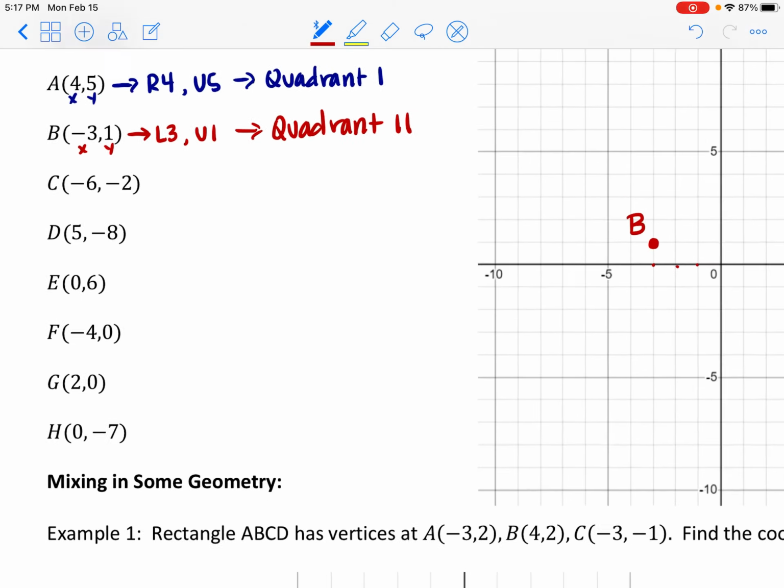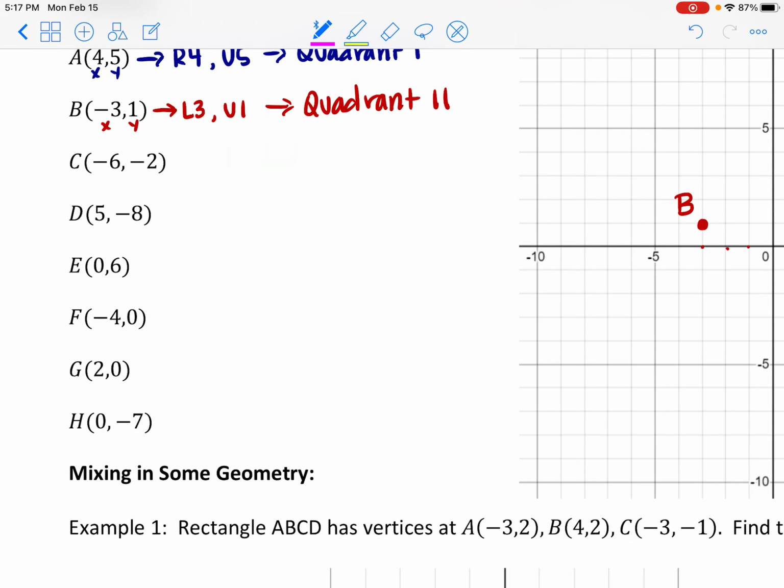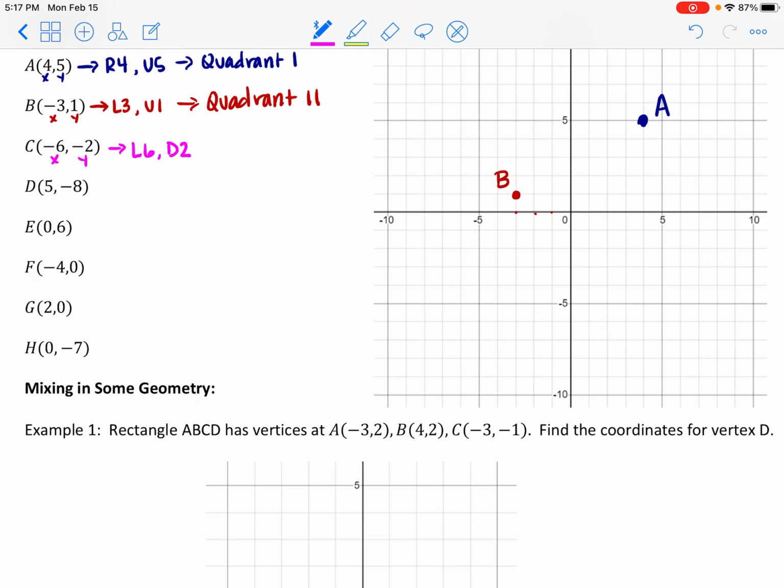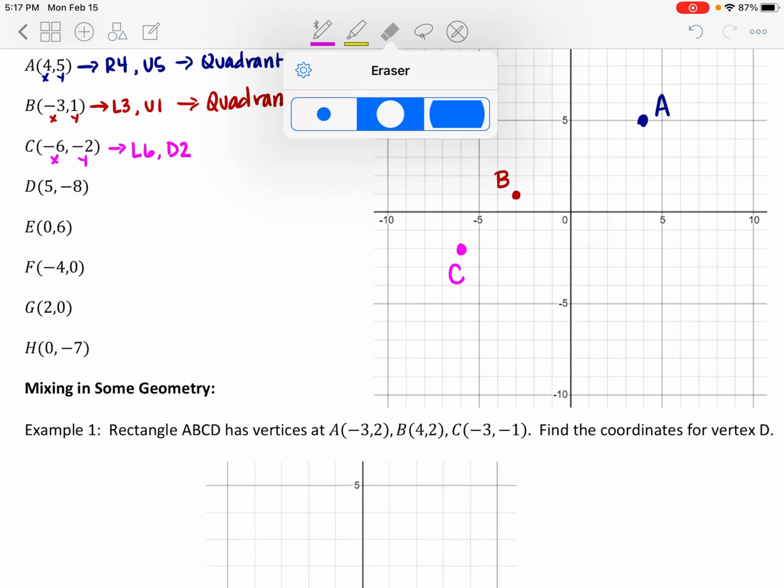Okay, next one. Let's see if I can rotate my colors here. Again, this is our x, this is our y. So a negative x tells me to go to the left 6, and then negative y is going to tell me to go down 2. And if I go from the origin to the left, 1, 2, 3, 4, 5, 6, and then from there down 2, 1, 2, then I land here, so that would be the coordinate for C, and that one is in quadrant, we can see it, quadrant 3.